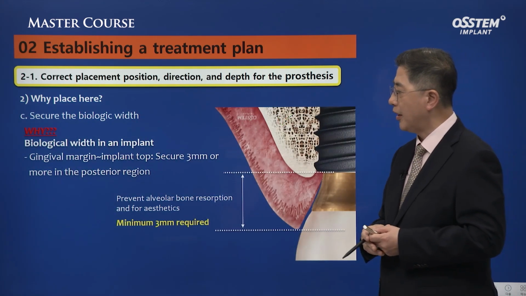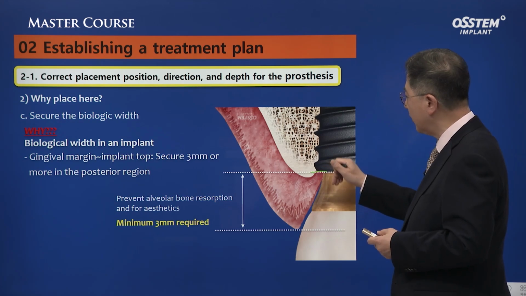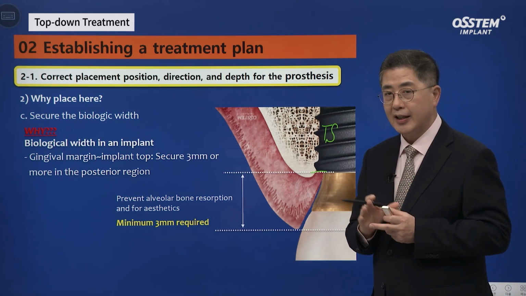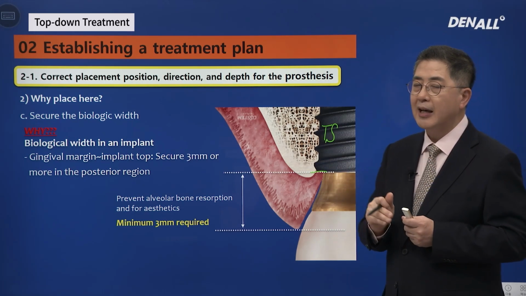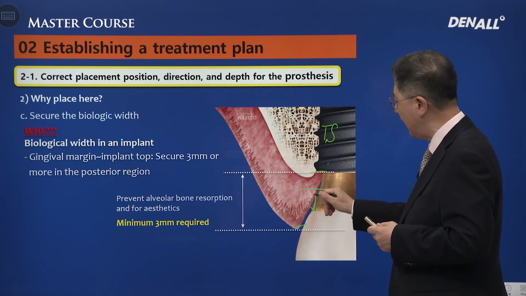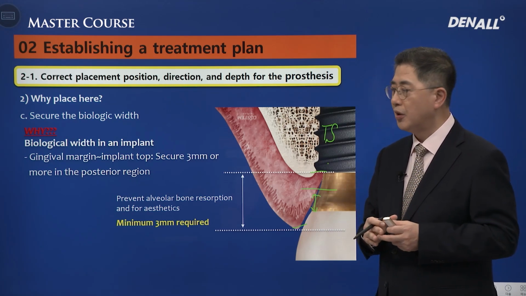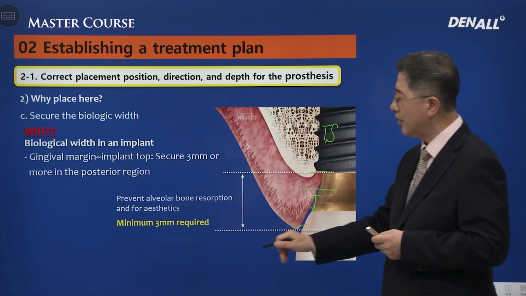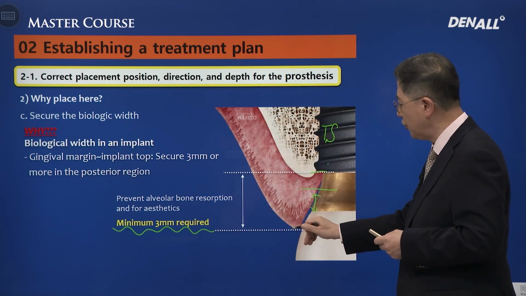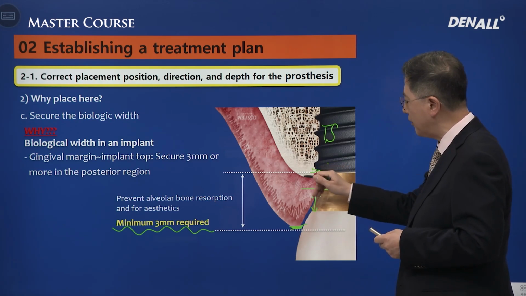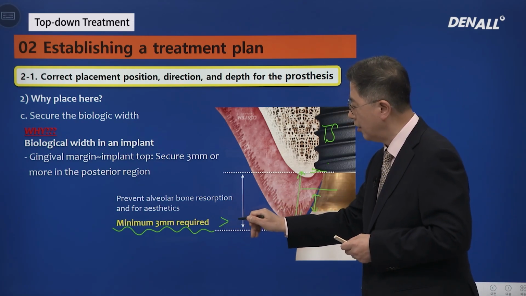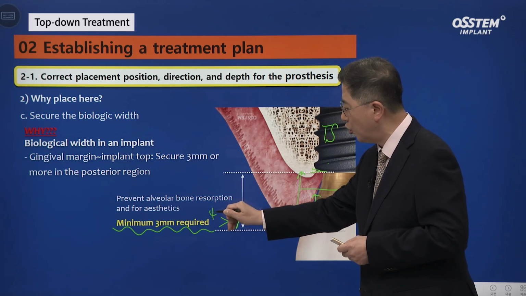The concept of biologic width is extremely important, especially for TS-type implants, where the vertical depth has a significant impact on the final outcome. Clinically, many problems arise from placing implant too shallow. It can lead to prosthetic issues as well. This is a minimal space required. The minimal required space for maintaining biologic width is 3 millimeters, meaning the distance from the gingival margin of the final prosthesis to the top of the implant should be at least 3 millimeters and preferably more. Personally, I tend to secure 4 to 5 millimeters.